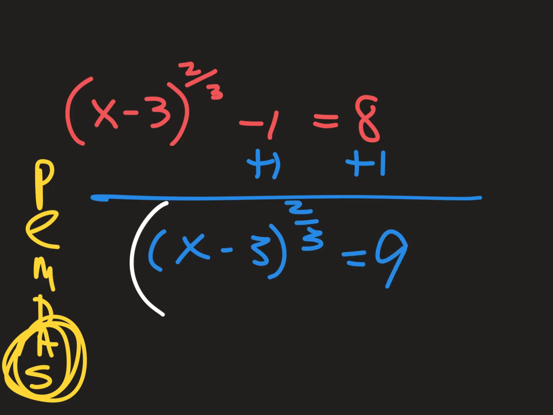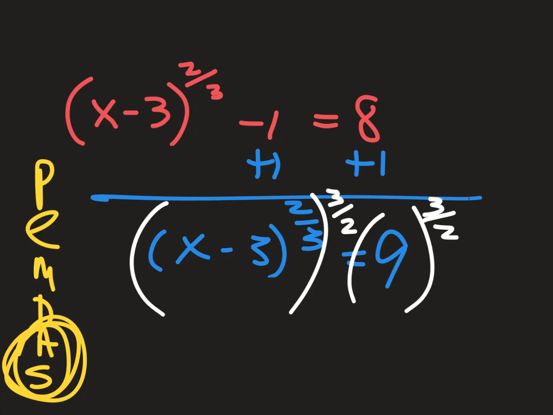And then we have to put it to a power of something. Did you realize it was 3/2? If you made a mistake right there, go back and fix it because you have to put it to the 3/2 power.